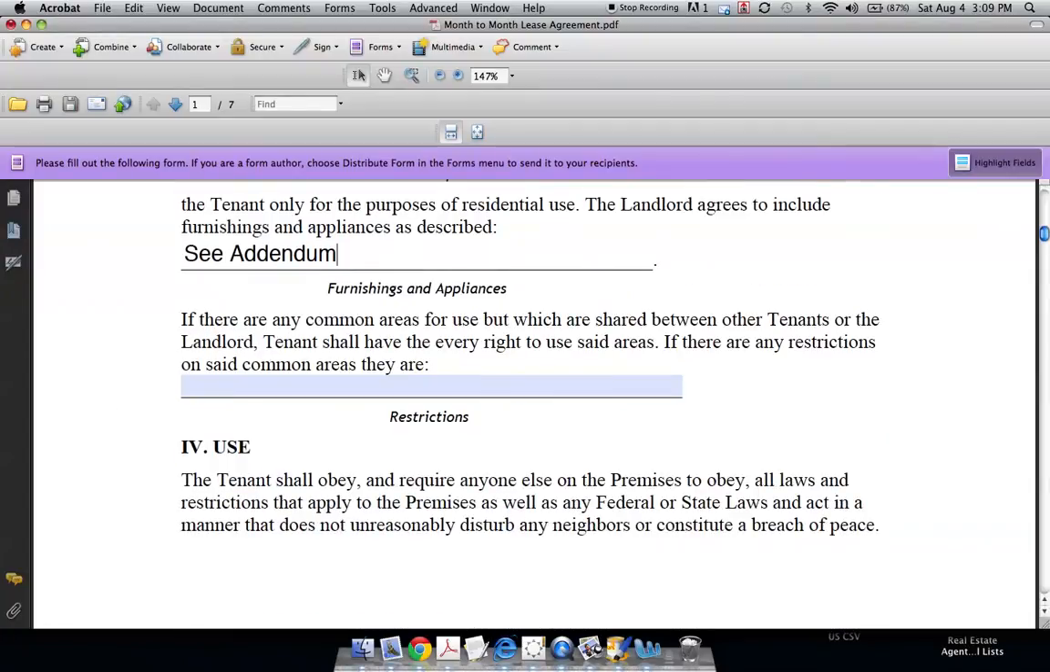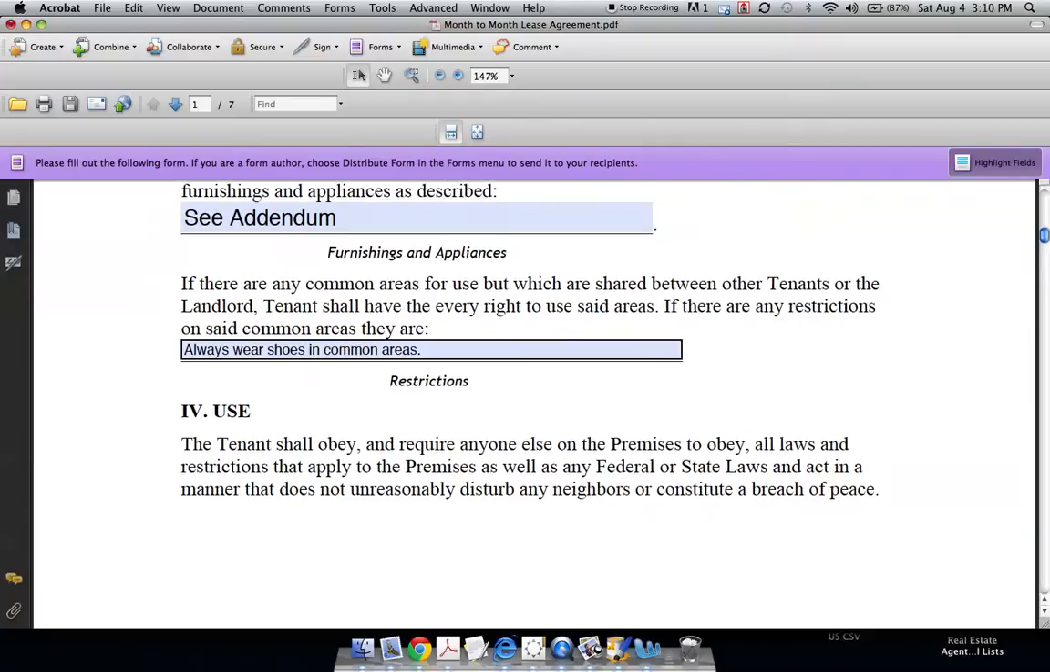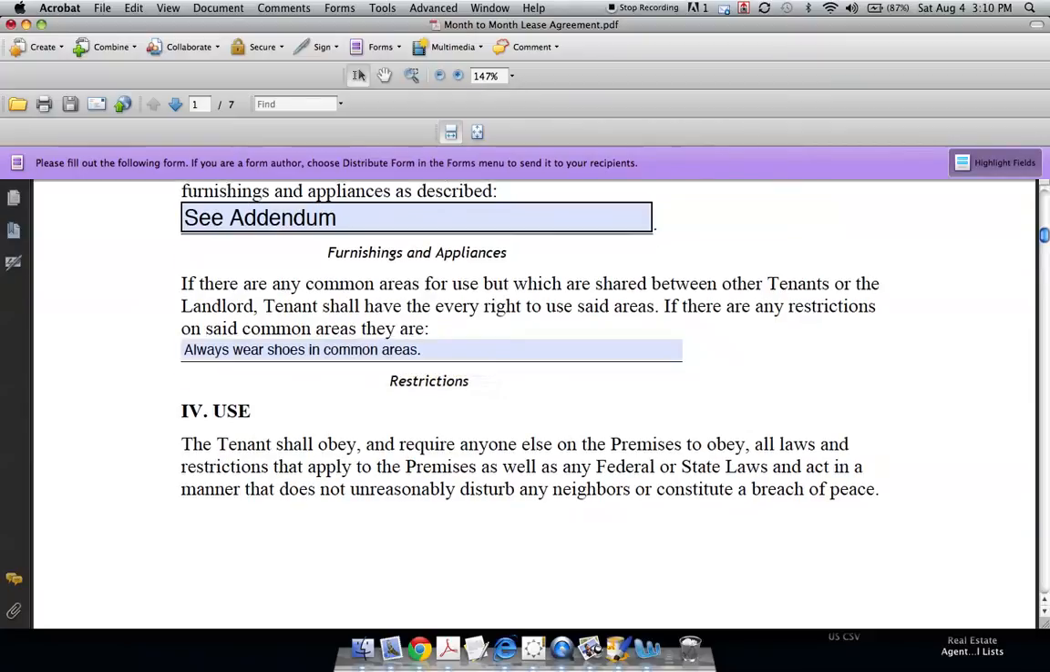If there are common areas, this is most of the time used in inner city. If there's a restriction on the common areas, like you have to always wear shoes in common areas, it could be anything. Sometimes landlords can get carried away and say, you know, only bring groceries through in the back door and all that stuff. Again, if there are a lot of restrictions, you just do the same thing up here and just say see addendum.